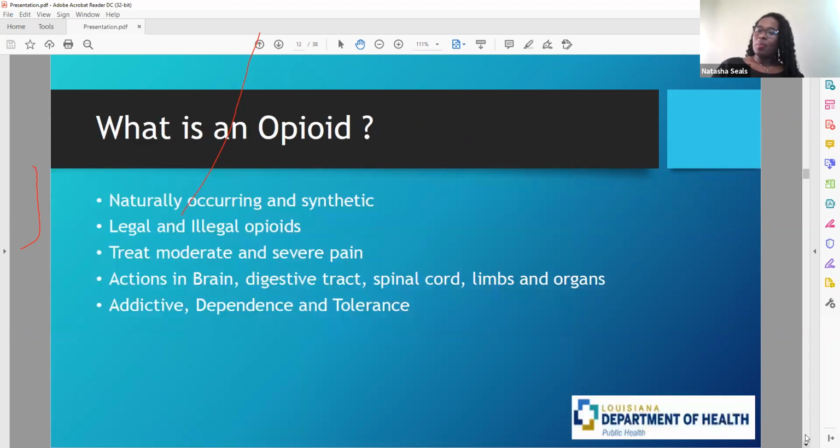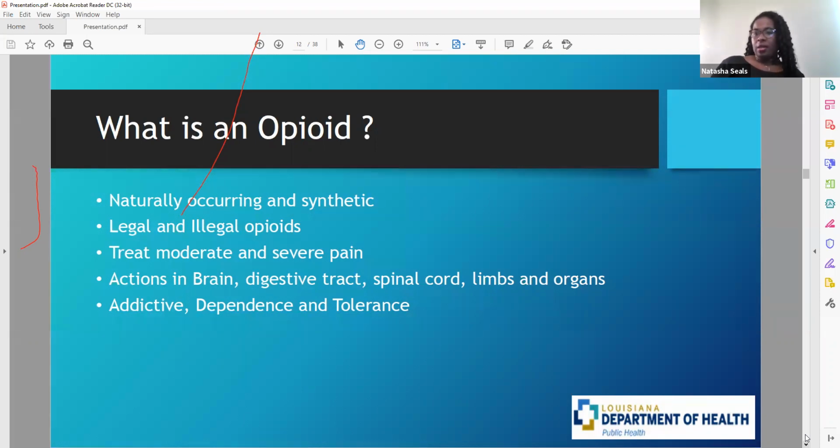So now let's talk about what is an opioid. We've talked about pain, and we've talked about some other measures that we can use to treat our pain. But now we're going to talk about those people that actually have moderate to severe pain. So it's a class of drugs used for pain relief. They occur both naturally in nature as well as synthetic.